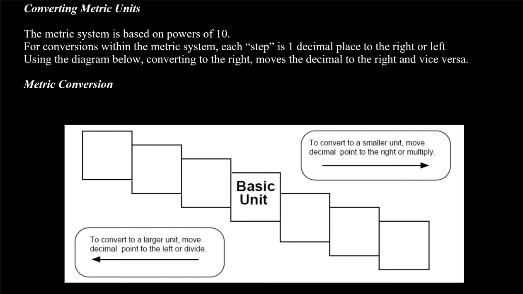We're talking about converting metric units. Now the metric system is based off of powers of 10, and so we are going to use a mnemonic to help us convert from one prefix or one unit to another. The mnemonic is King Henry died by drinking chocolate milk.